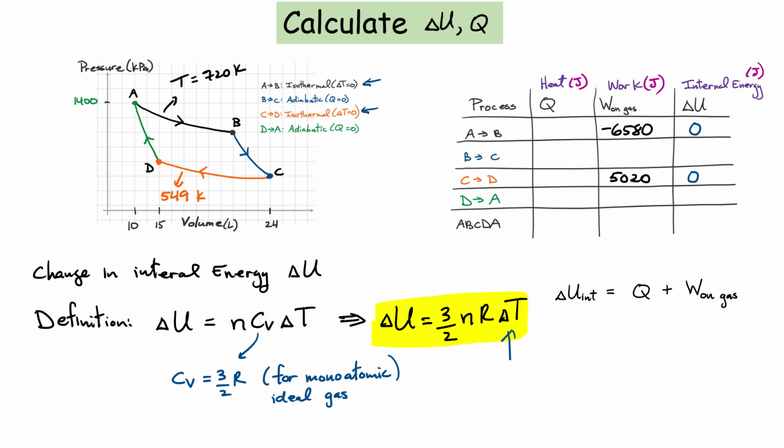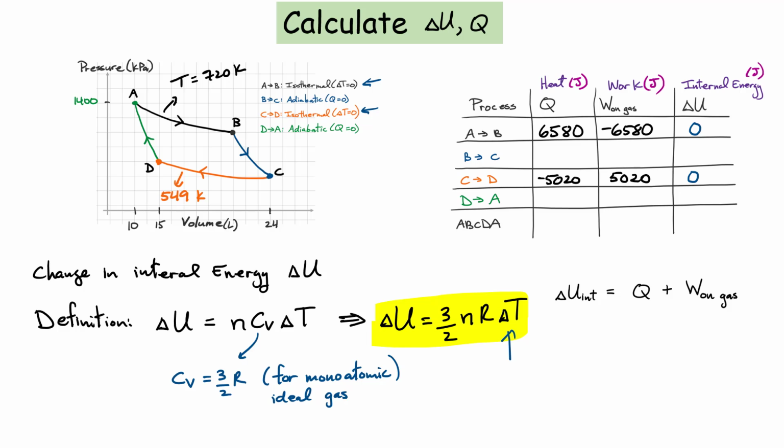All right, now if you think about our first law of thermodynamics here, which I put the equation over here, since you know two of these quantities, I should be able to calculate Q for the isothermal processes. This should be straightforward. Delta U is 0 for both of those. So you see that for processes A to B and C to D, you have to have that Q is minus the work on the gas. So that means for this case here, I'd have positive 6580, and for this case here, I'd have minus 5020. Okay, so that's it. That's how you can calculate those quantities.